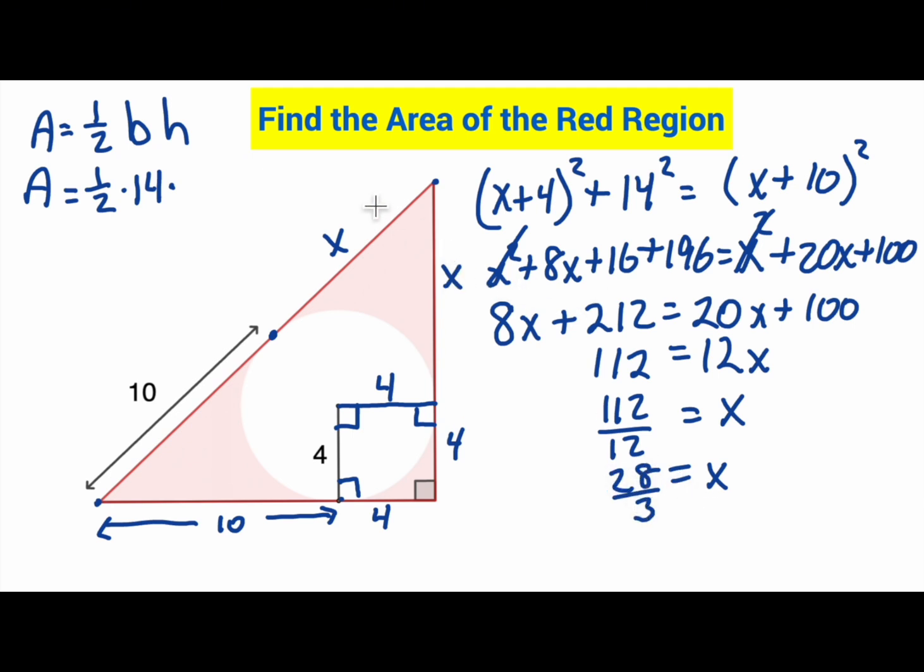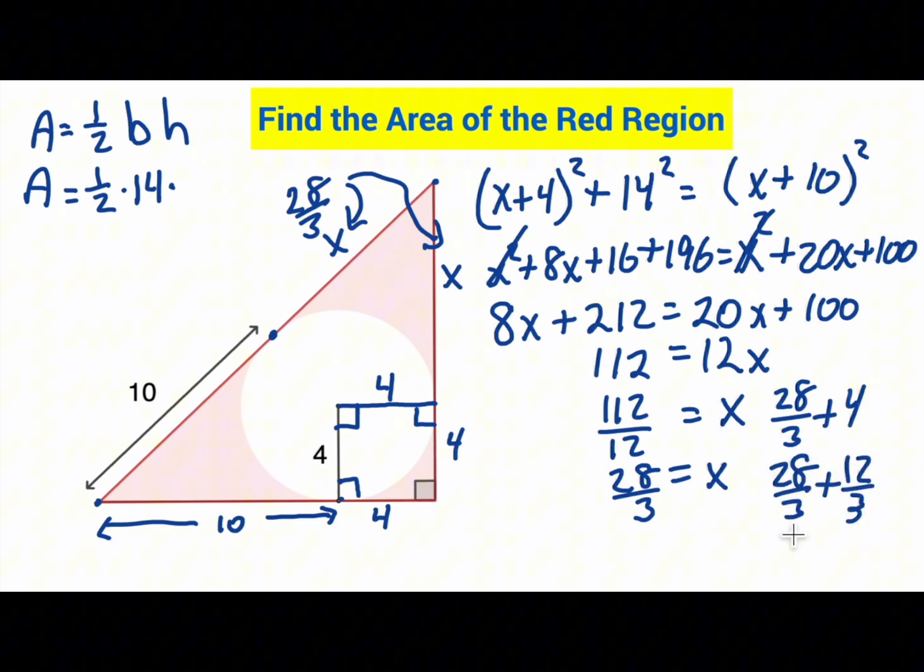So this x is 28 thirds. That x is 28 thirds. And then we're going to find the length of this side, which is 28 thirds plus 4. So 28 thirds plus 12 thirds is 40 thirds. This height is going to be 40 thirds.